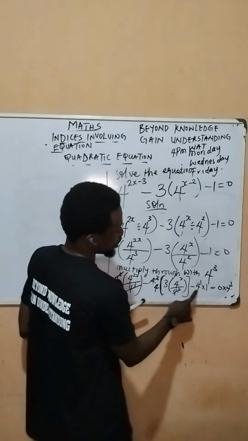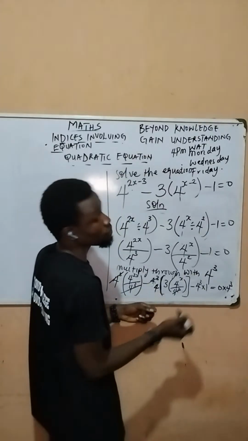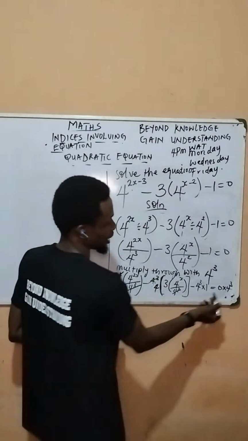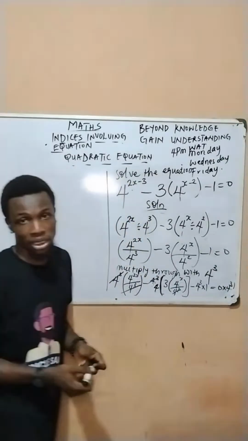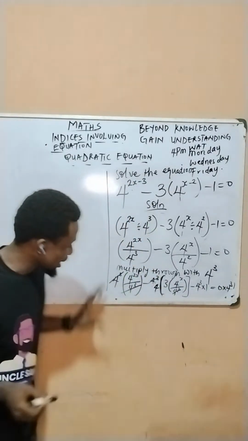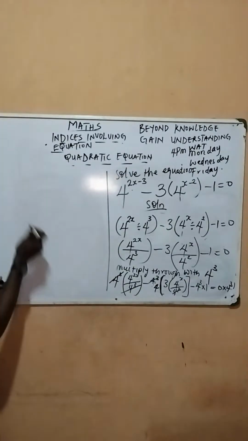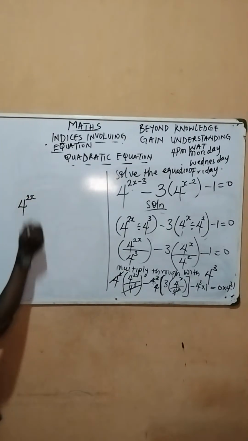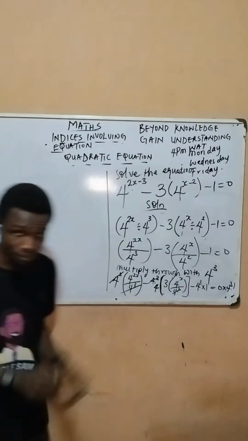And then 4 raised to the power of 3 multiply 1 is going to give you 4 raised to the power of 3. We're going to expand it later. And then 0 multiply anything is going to give you 0. So what you have remaining here, for this part, we just have 4 raised to the power of 2x. That's what we have remaining here.